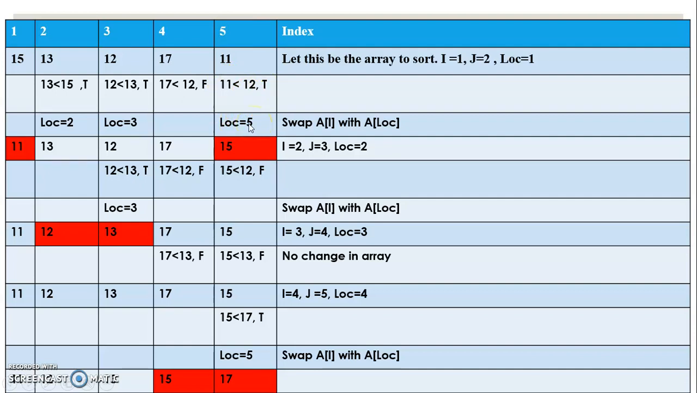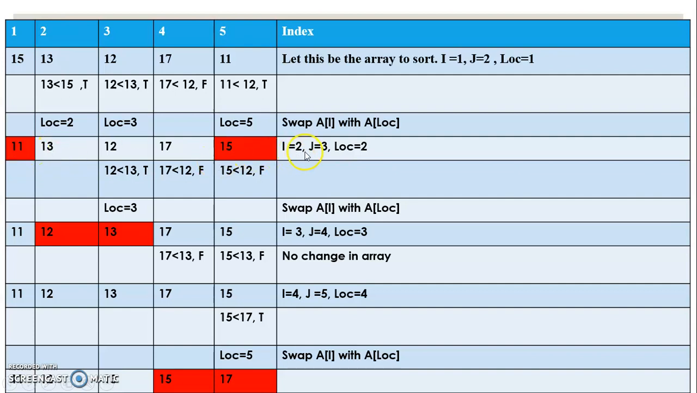Now what we will do, we will swap this LOC element, which is 11, with the ith element, which is 15. So we will swap A of I with A of LOC, and what we will get, 11 at the beginning and 15 in the end. So we see that the smallest element has come to the beginning of the array. Now we will increment I by 1. So we will point towards the 13.